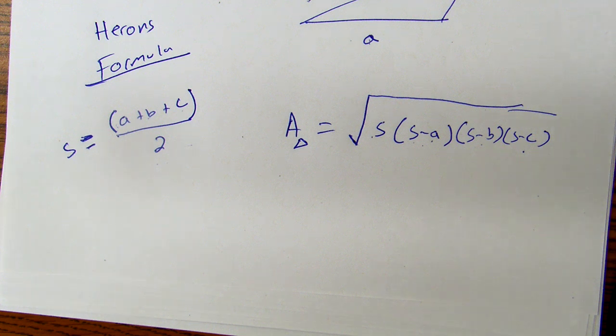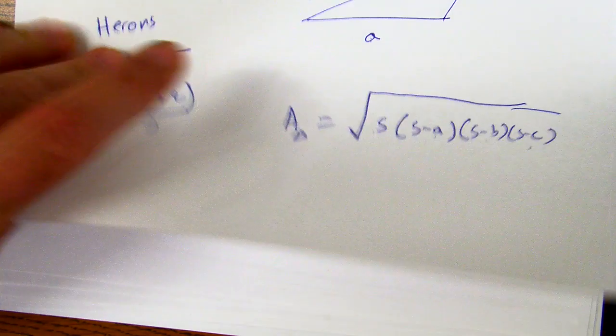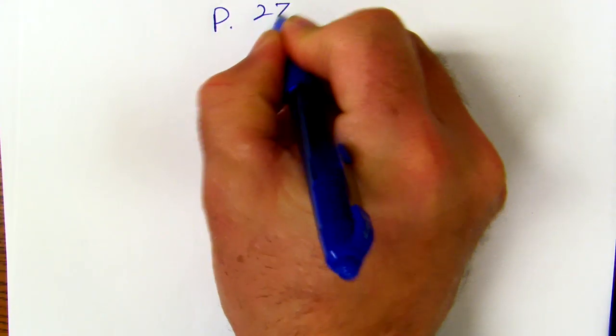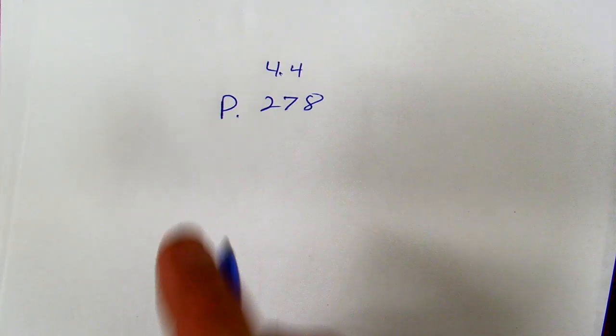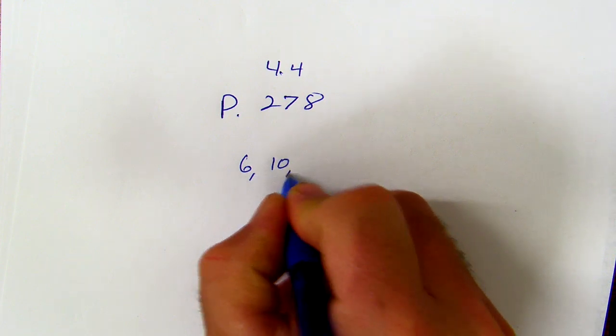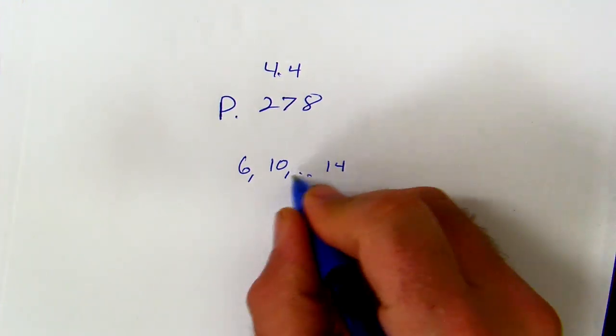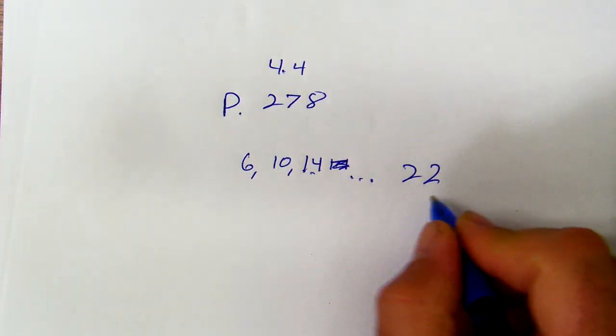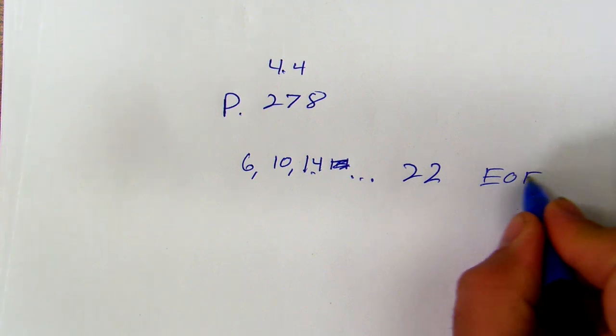All right. Once again, pretty straightforward stuff. Now, there is one problem on your assignment. Now, let me give you your assignment. It's on page 278. This is section 4.4. And on 278, we have you do every other even, so like 6, 10, 14, through 22. So not very many problems. That's every other even.